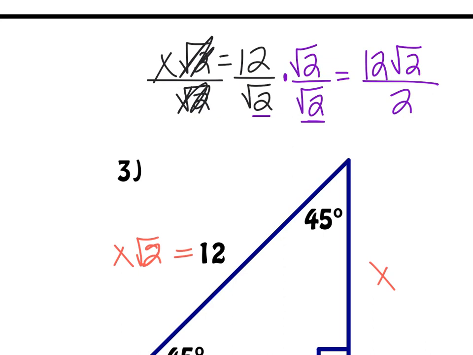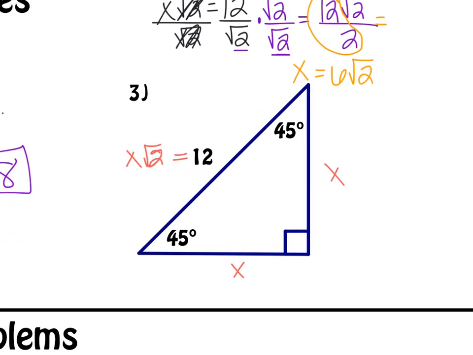Okay, and so this is where I can't simplify the radical anymore, but we can take 12 divided by 2. And 12 divided by 2 is 6 square root 2. So there's my x value, which means my side lengths are 6 square root 2.